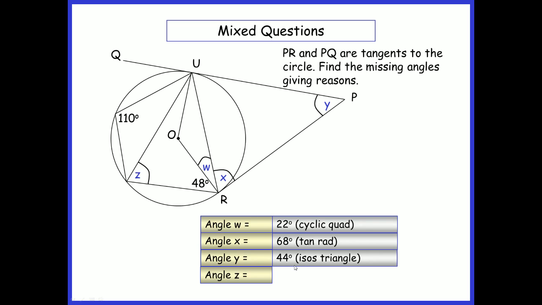And last but not least, we've got angle Z. I actually think angle Z is okay, because this is going to be 68 because of your alternate angle. We've got a chord, we've got a tangent. This angle here is 68 between the chord and the tangent. The chord subtends an angle at the circumference, which is Z. These two are equal. And that's it.